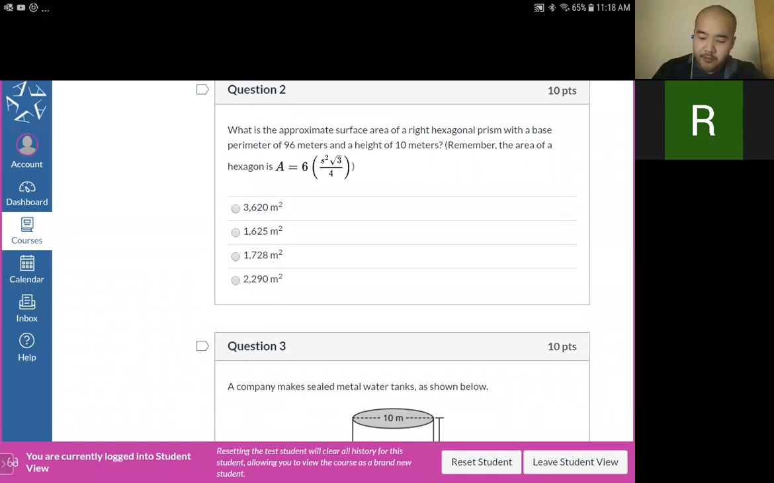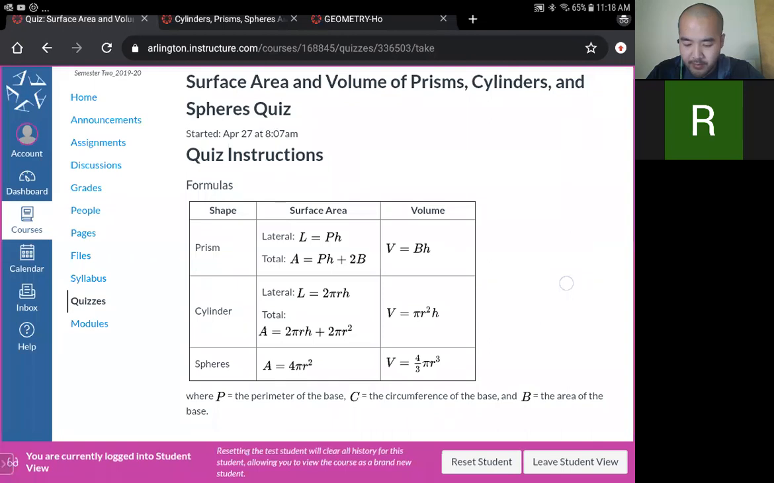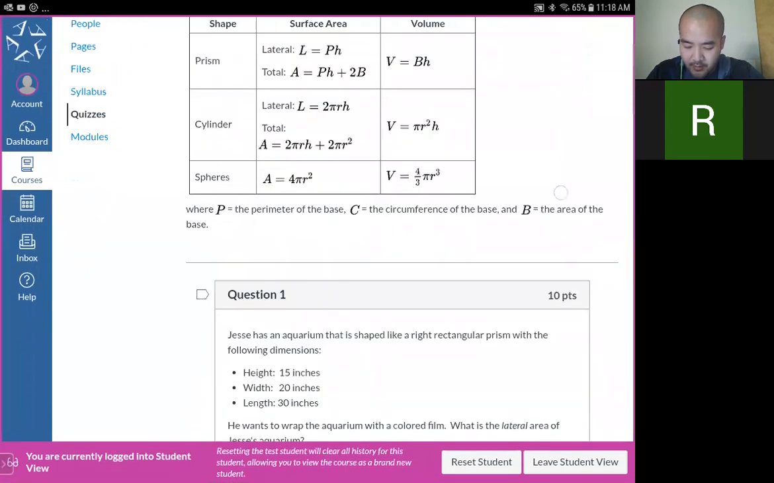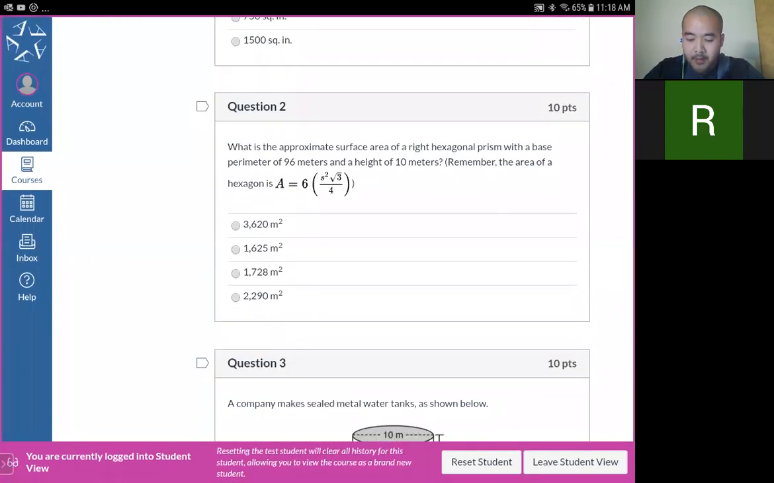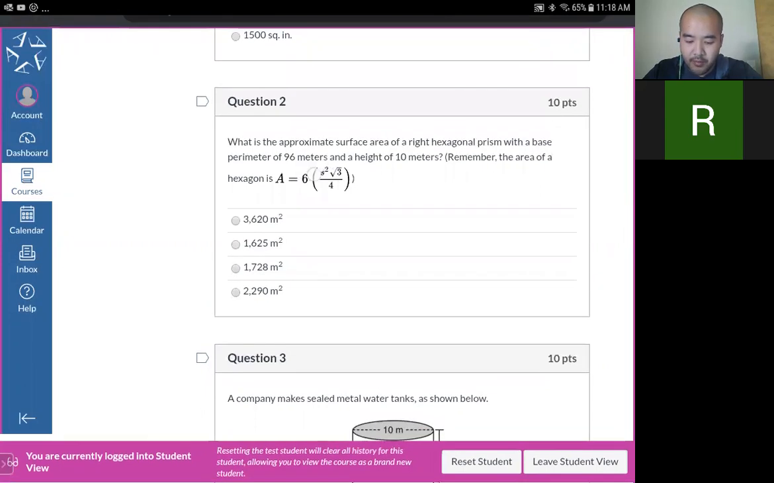So the surface area of a prism: total surface area of a prism is perimeter times height plus 2B. So it gives you the perimeter, you multiply by the height, so 96 times 10, and then you add 2 times this right here. And then S, the number of sides, is 6. So 6 sides, 6 goes here, plug this in the formula.